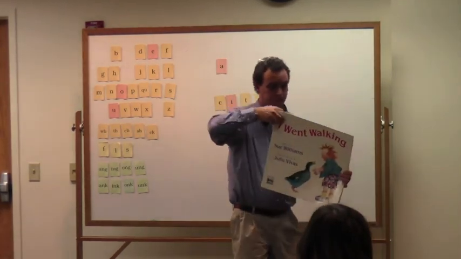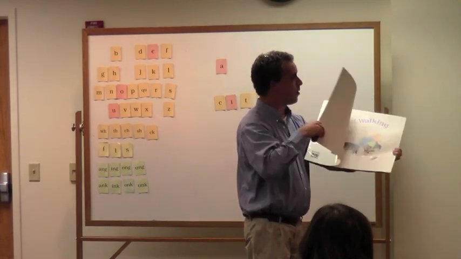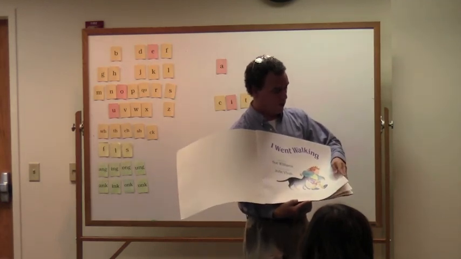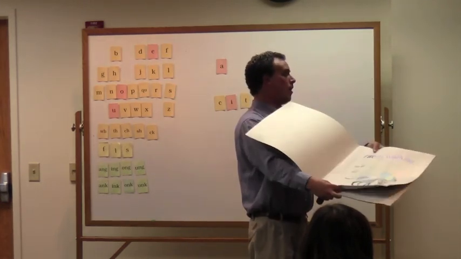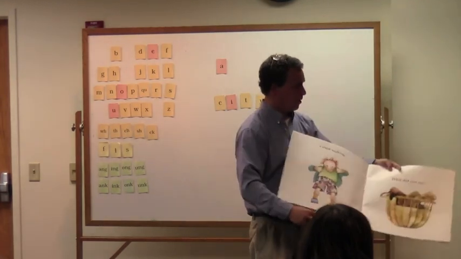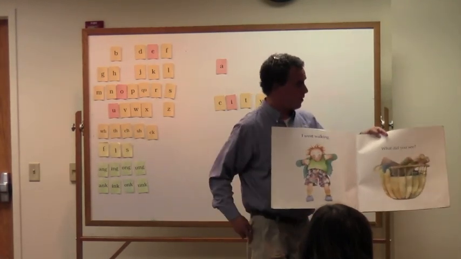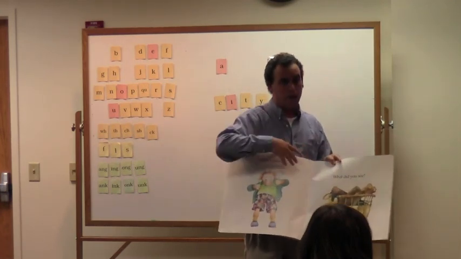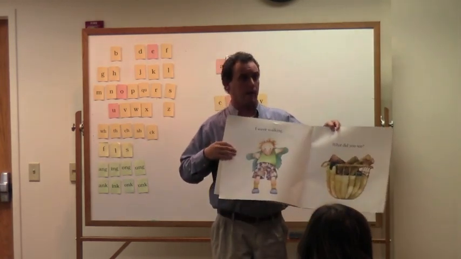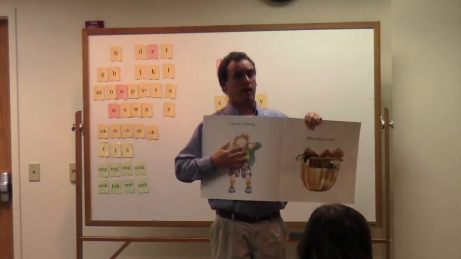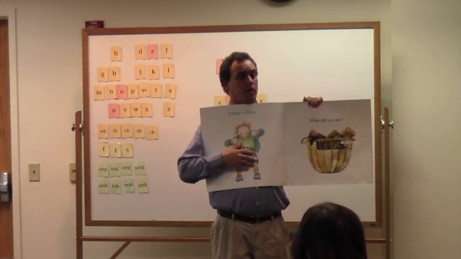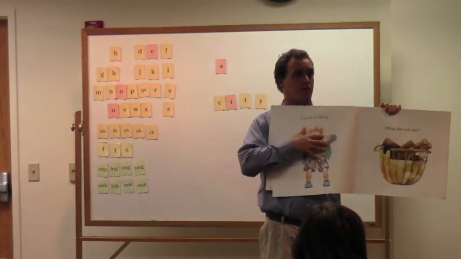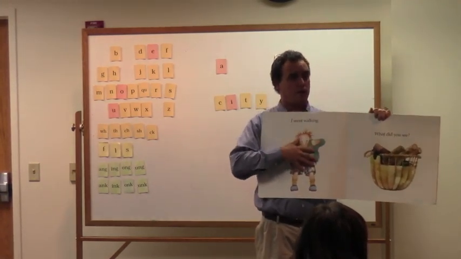This is a reading approach. It's called the big book approach. So we sit in a circle and I read this to the children, and as I read it, this is the explicit instruction of this camp. I went walking. What did you see? And I read the whole book again and again and again, with the idea that if the child is exposed enough, they will internalize the sound-symbol relationships and be able to see the words and visualize the words.